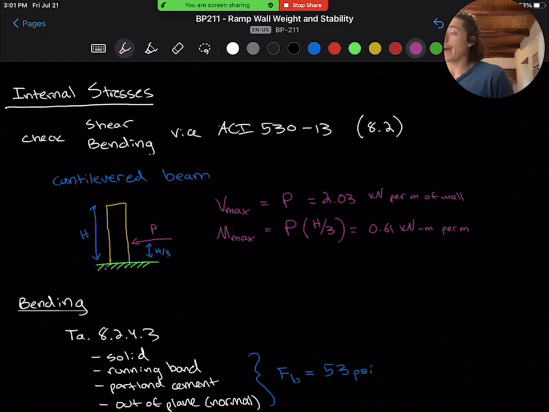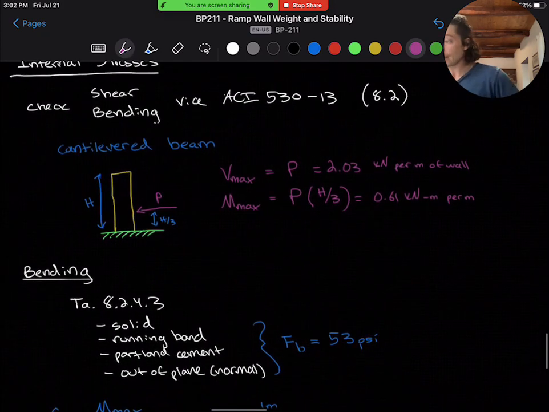And in this case, our maximum shear will be the total active force from the grout and rock, and our maximum bending moment will be our total active force times that resultant, so times h/3. And from the example above, we get a maximum shear of 2.03 kilonewtons per meter of wall and a maximum moment of 0.61 kilonewton meters per meter of wall.